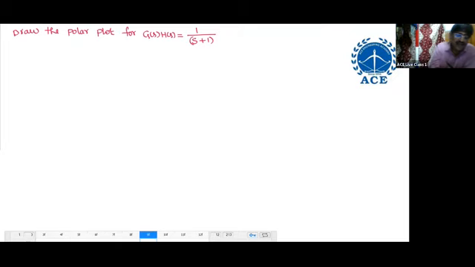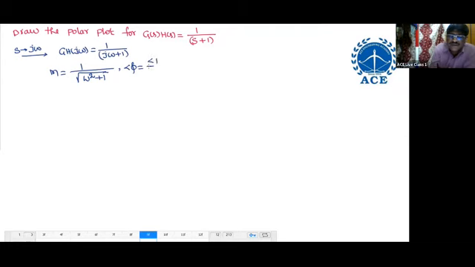Come on. S replaced by j omega. GH of j omega equal to 1 by j omega plus 1. Magnitude equal to 1 by root of omega square plus 1. Phase angle equal to angle of 1 by angle of j omega plus 1, that equal to minus tan inverse of omega.